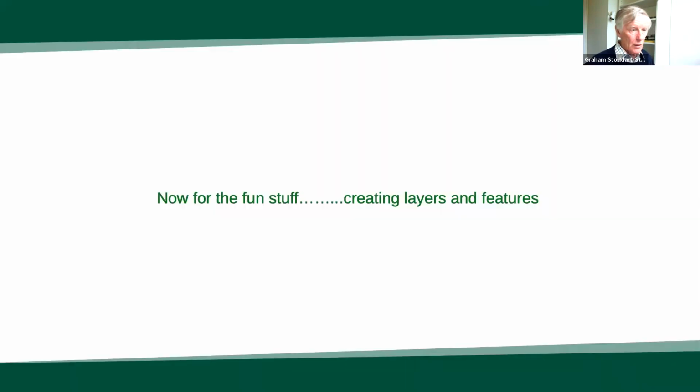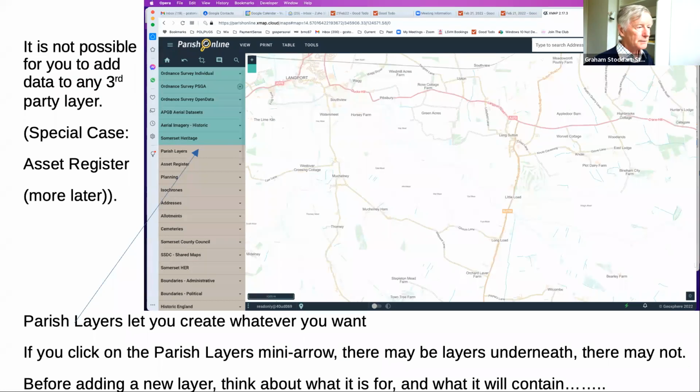So we're going to have a go for those of you who'd like to. We're going to create layers, and then we're going to put data in layers. So the way we do this is to introduce you to the concept of parish layers. So we mentioned also already that you cannot add data to third parties' information layers because it's their data, you can't change it. But there are times when you want to create your own layers. This is where you do it in the parish layer.